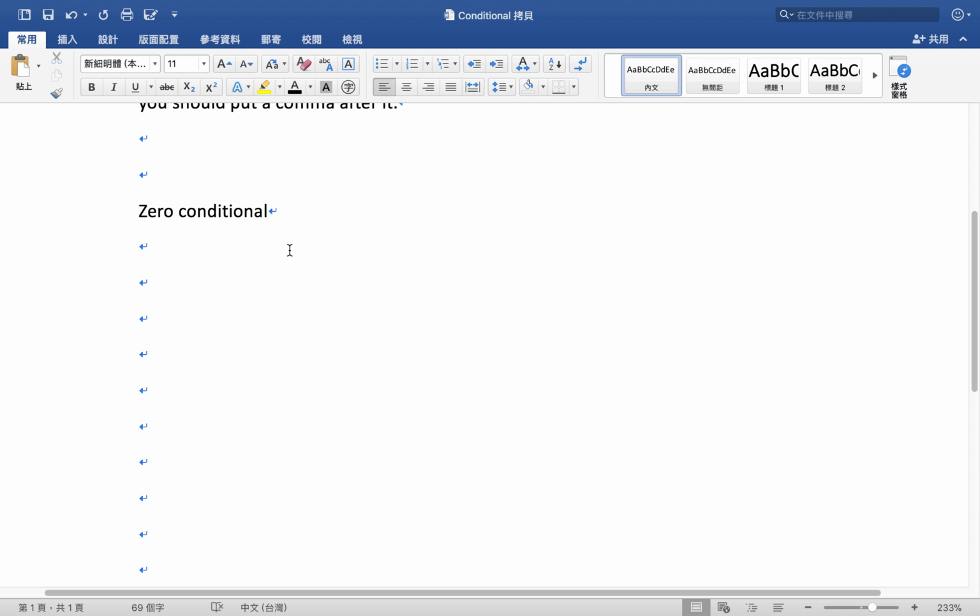And instead of just using if, you can use if, when, or whenever. They're all fine, and they're 100% correct. If you change the sequence, it won't affect the meaning. Also, because the if clause is a dependent clause, this is also a complex sentence.